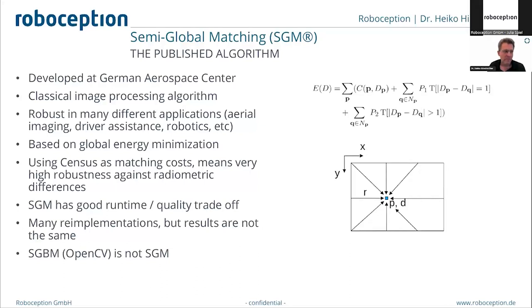There are many re-implementations of SGM because it's a published algorithm, so everybody can re-implement it. But the results differ a lot, because many people just implement a few ideas from SGM and then call it SGM, but it's not the same. So I would like to especially mention SGBM, semi-global block matching from OpenCV, which, as I said, uses some ideas from SGM, but they have taken a few shortcuts that I would not have taken in that way. It's not the same result as we are providing here. So that is a published algorithm.